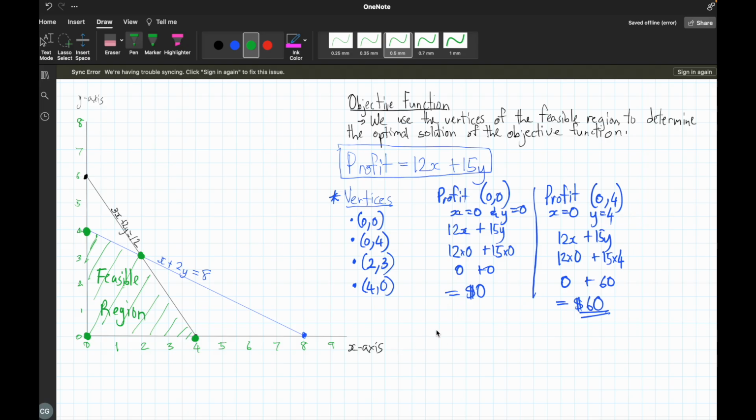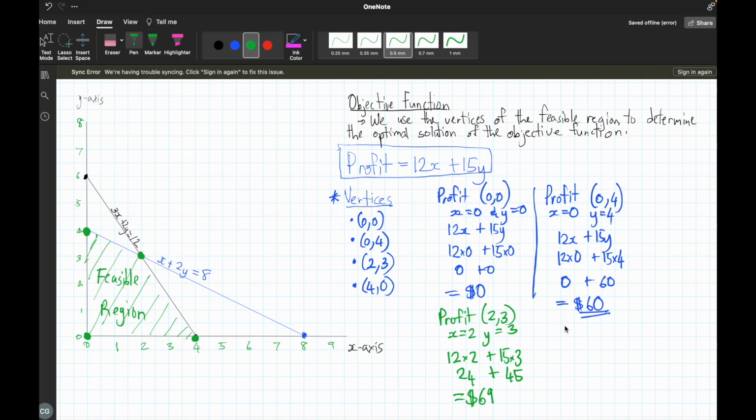So then we have the next one. Profit for 2, 3. So x is equal to 2 and y is equal to 3. I'll say 12 times 2, because that represents 12x, plus 15 times 3, which is y. So 12 times 2 is 24, plus 15 times 3, which is 45. When I add those together, I get $69. So $69 would be our answer.